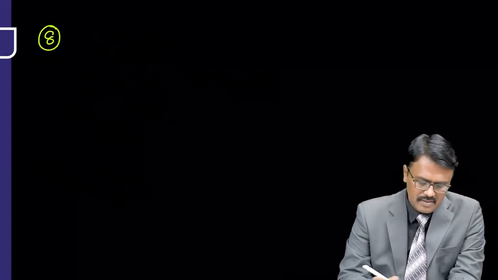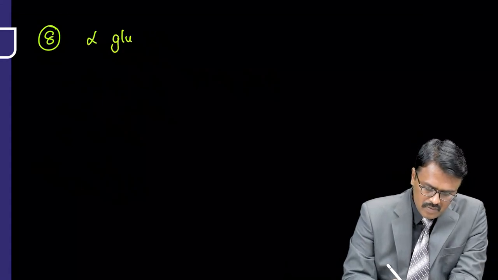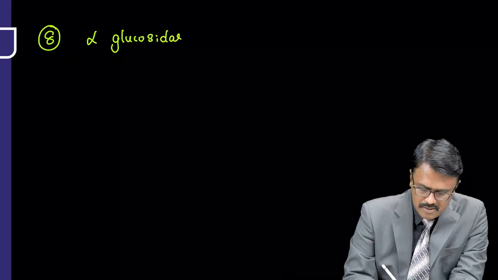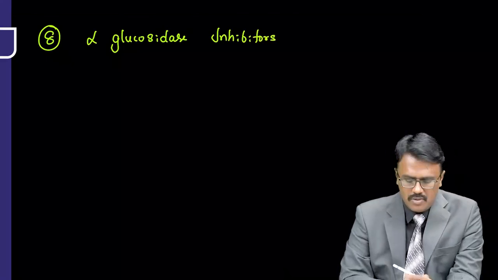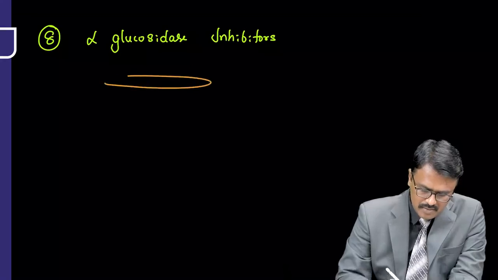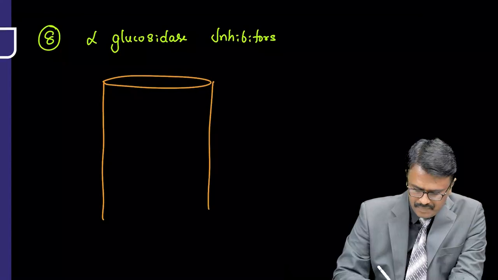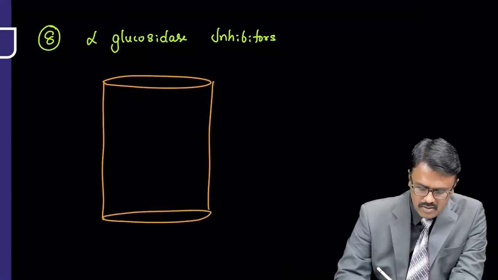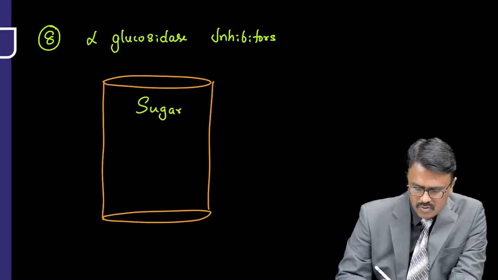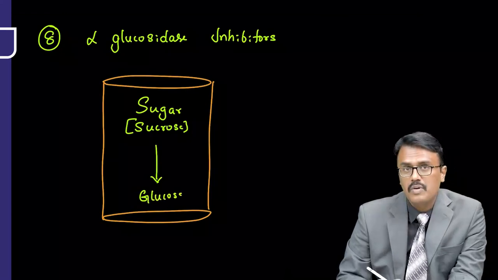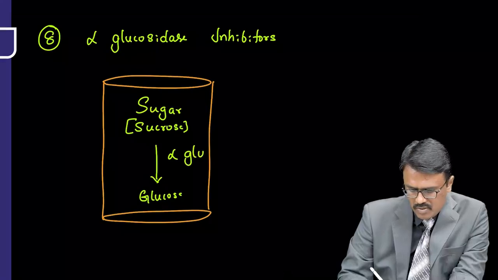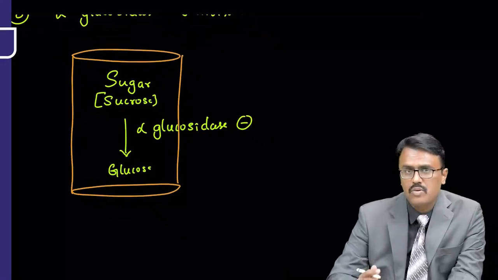Moving on to the eighth target, they are called alpha glucosidase inhibitors. I told you, if this is the gut, this is the intestine. So whenever sugar is taken, that is sucrose, it is converted into glucose. And who will do that? It is alpha glucosidase. So if I inhibit this enzyme, sucrose will not become glucose.